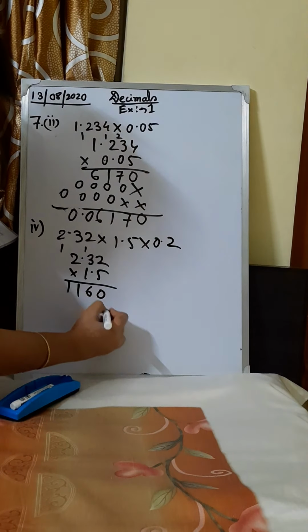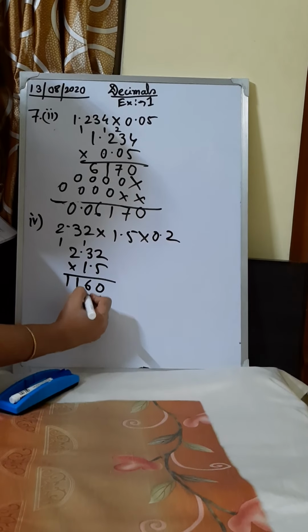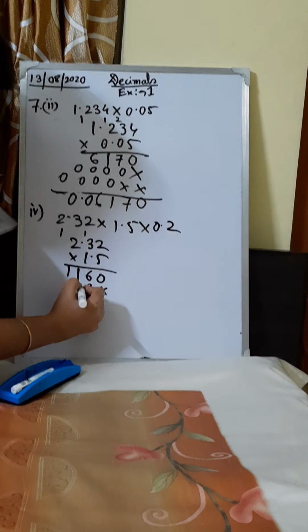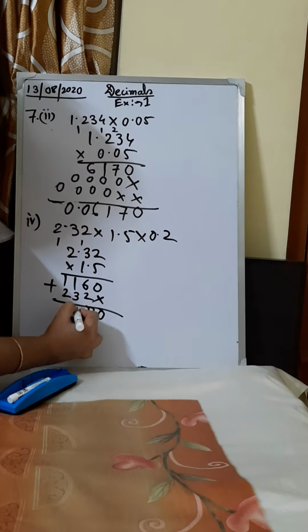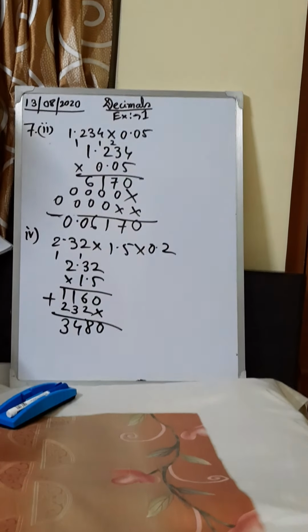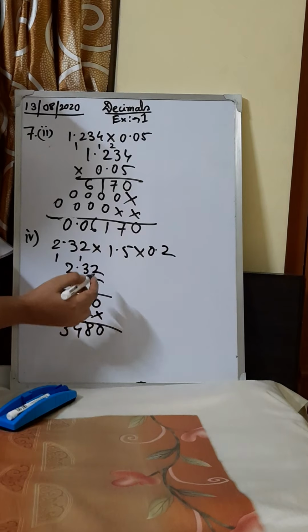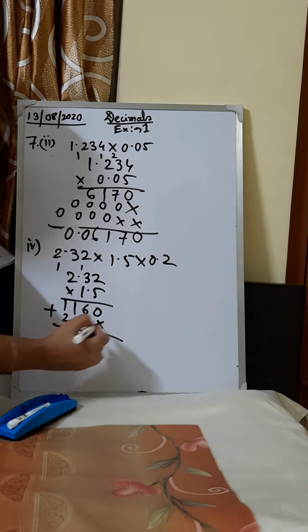Okay. Now next, multiply with 1 the above number 2 3 2. Add the numbers: 0, 6, 7, 8, 4 and 3. Place the decimal point after 1, 2 and 3 places. So 1, 2 and 3.